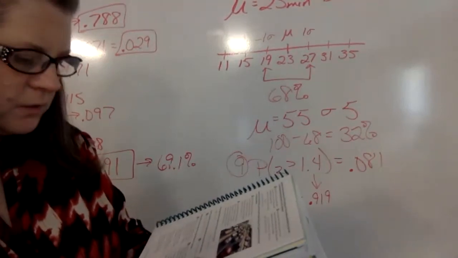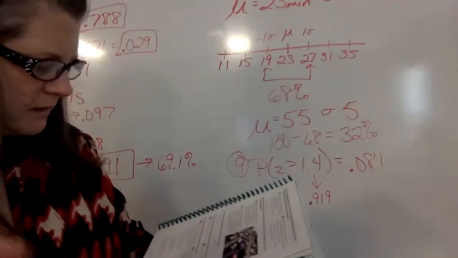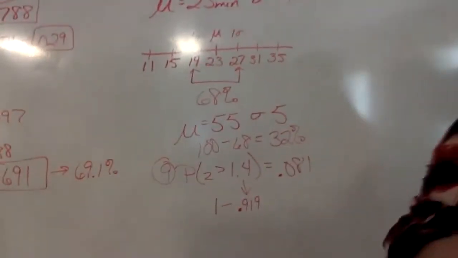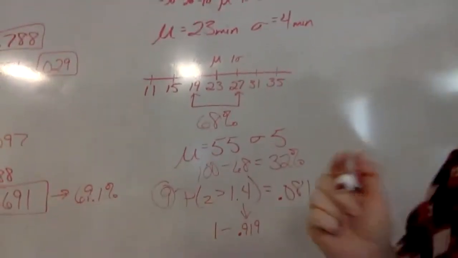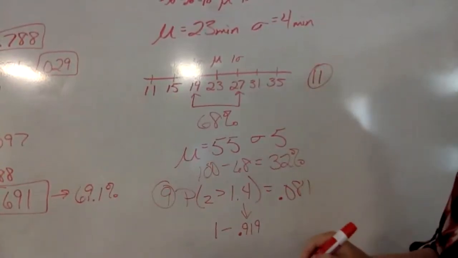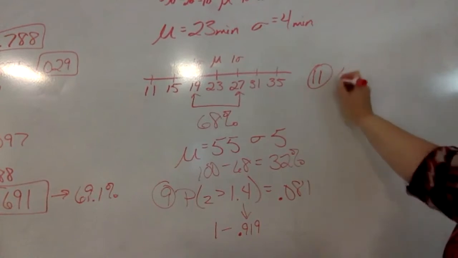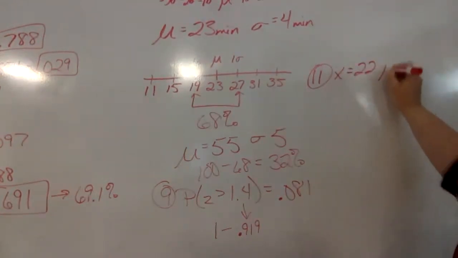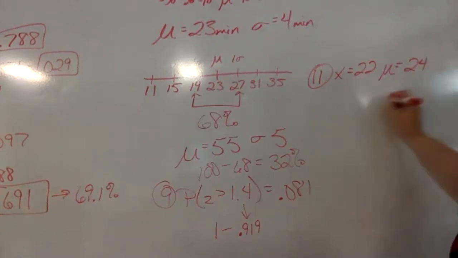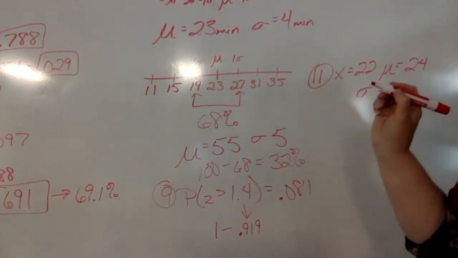Okay, on 11 and 12, it's just practicing finding the z-score, which we've done before. We'll do one of those again. And then I'll talk about the true-false questions on the quiz, because I know you all love true-false questions. So let's look at number 11. It says x is 22. The mean is 24. And the standard deviation was 1.56.